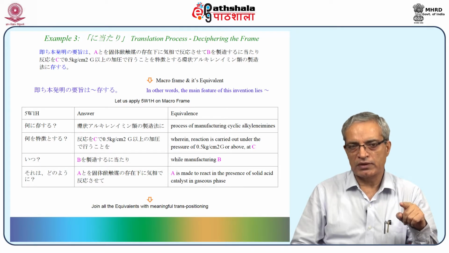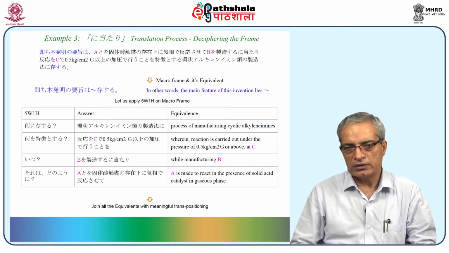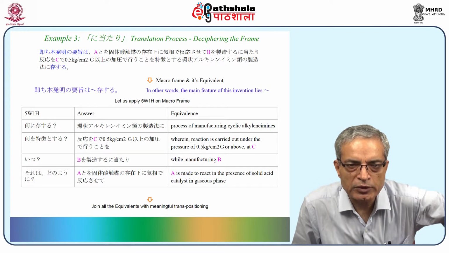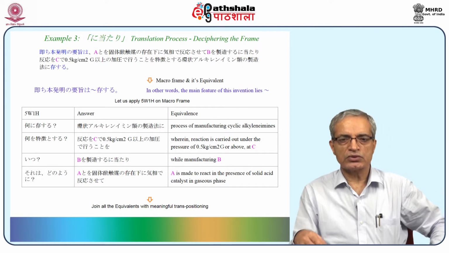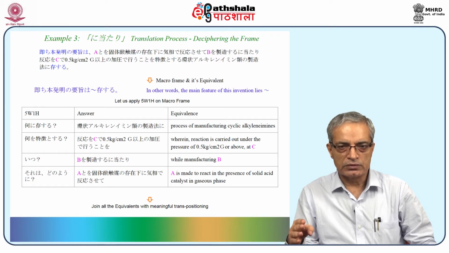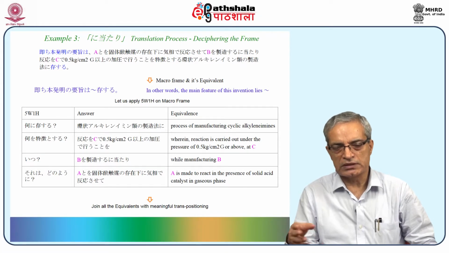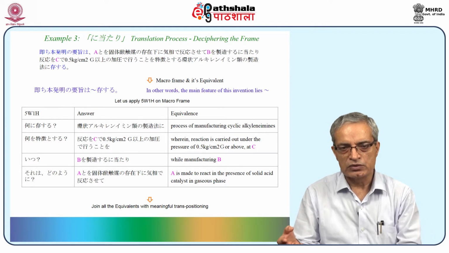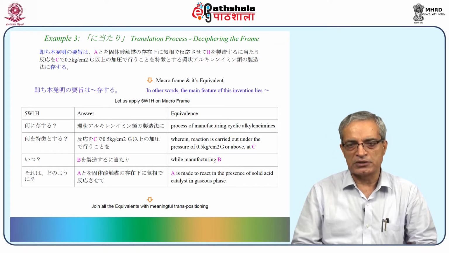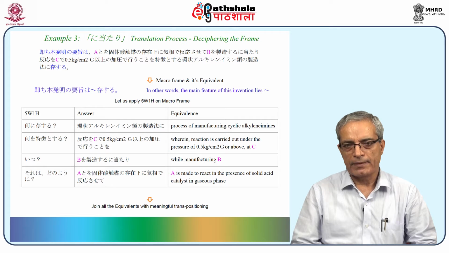And the last question is sore wa dono yoni and A o kotai shokubai or kotai san shokubai no sonzai ka ni kisho de hanno sasete. So hanno sasete is made to react, kisho de in the gaseous phase, sonzai ka ni is under the presence of this catalyst. So the translation is A is made to react in the presence of solid acid catalyst in a gaseous phase. Let's join these equivalents now, and this is what comes.